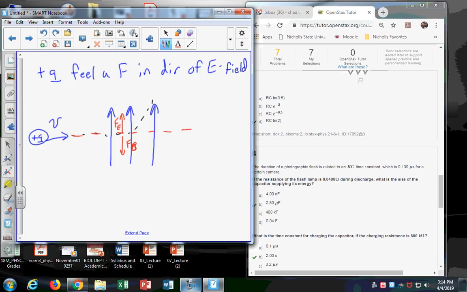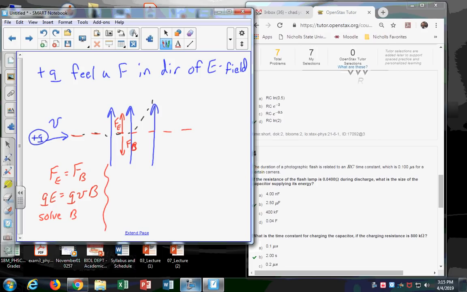And I could ask you, what is the magnitude of the magnetic field, or what is the direction of the magnetic field? To find the magnitude of the magnetic field, I would say Fe has to equal Fb. That's QE equals QVB. And I would solve for B. So B is equal to E over V. Or I could solve for V. V is equal to E over B.